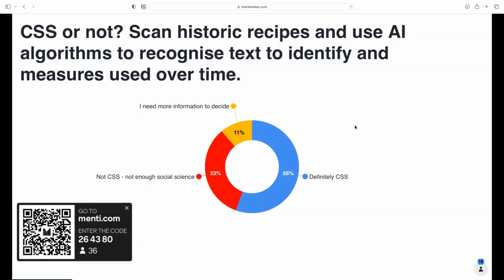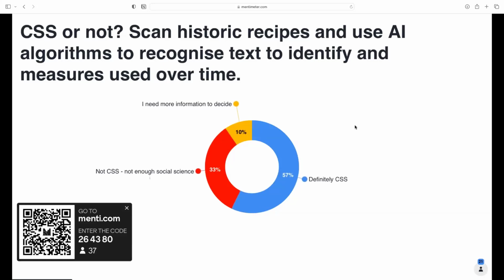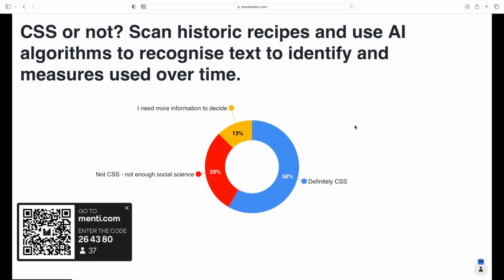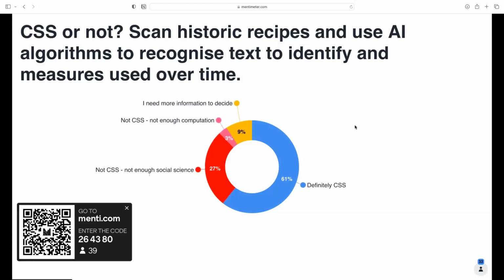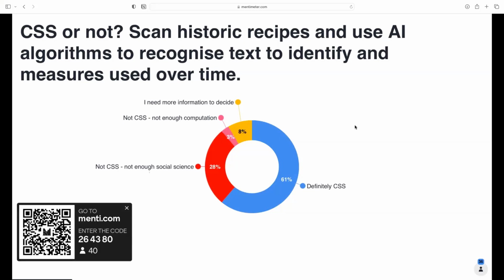So the example is scanning historical recipes and using AI algorithms to recognize text to identify ingredients, and measures used over time. So we've got a lot of votes coming in. Seems like the majority have said that this is definitely CSS. And we have some saying there's not enough social science, and a very small amount saying there's not enough computation.